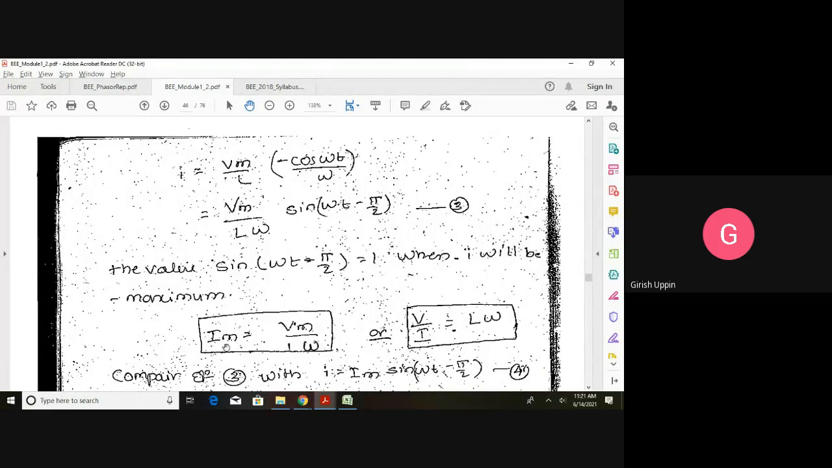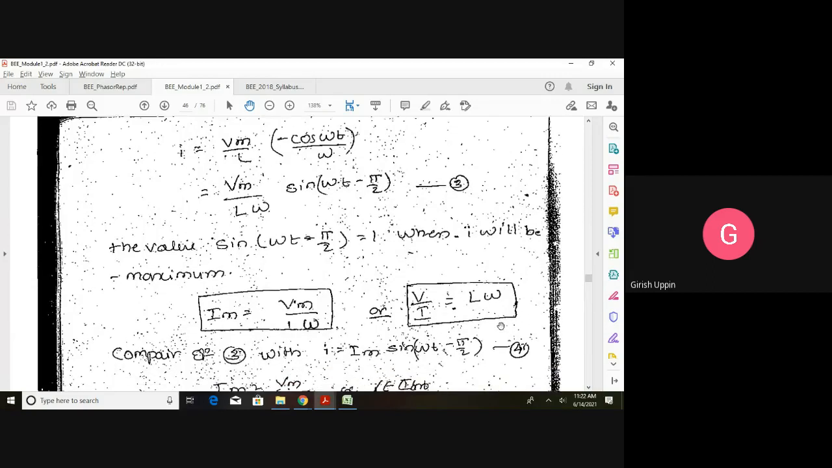And similar to our understanding earlier, this can be represented in RMS value also. Divide the left hand side and right hand side by root 2, that is, Im by root 2, the RMS value of the current, and Vm by root 2, the RMS value of the voltage. Therefore, I can represent it as I is equal to V by L omega, or V by I is equal to L omega, where L is the self inductance, represented in Henry, and omega is 2 pi f.